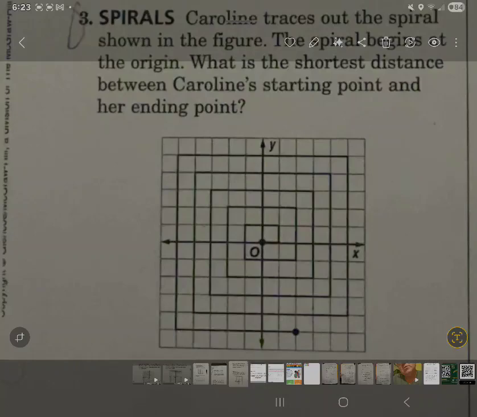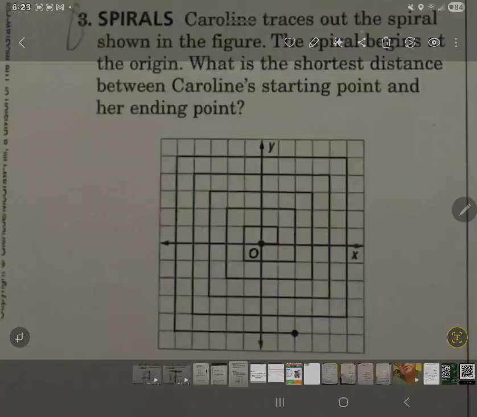So what are they asking us for? What they're actually asking us in this question is this point right here. What is that distance between this point and, after she drew a spiral all the way around, this point? What is the shortest distance? Well, the shortest distance between 2 points is always a straight line, right? So they're asking what is the distance between this point and this point?